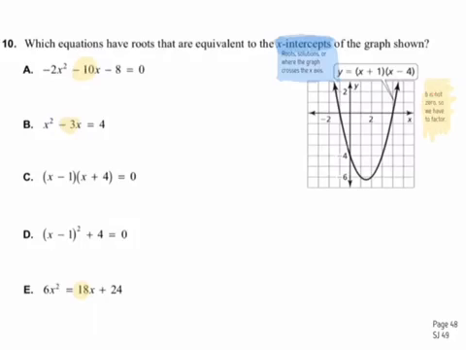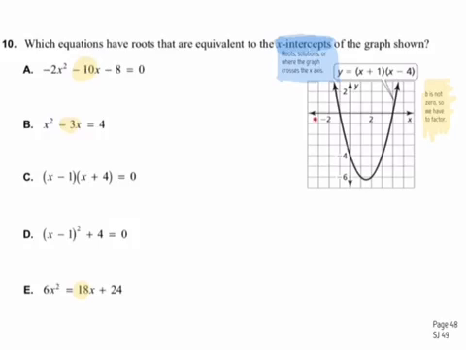The question is, which equations, plural, so there's more than one, have roots that are equivalent to the x-intercepts of the graph shown? Roots and x-intercepts mean the same thing. The x-intercepts and solutions and roots are all the same thing. What are the solutions of this graph? Solutions, or where the graph crosses the x-axis.